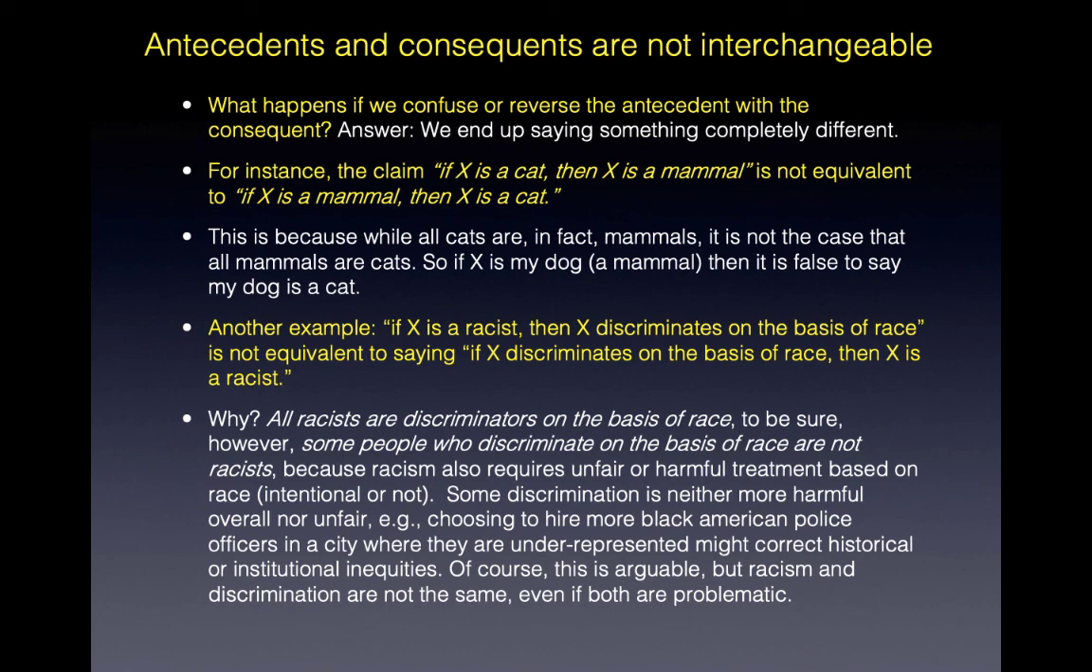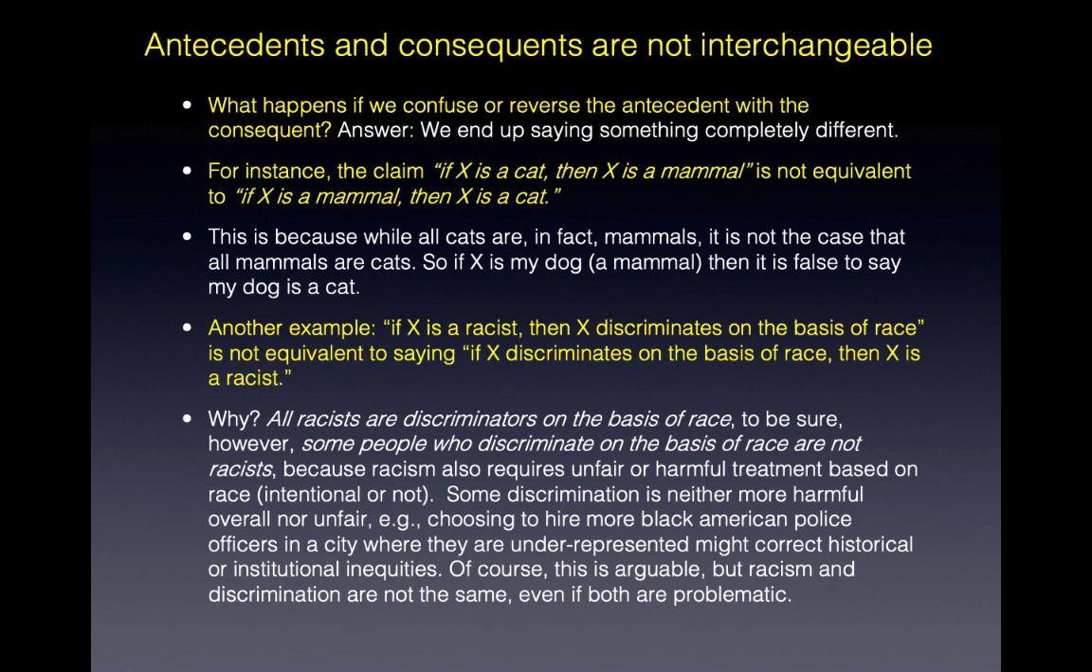If X is a racist, then X discriminates on the basis of race. That's an implication of being a racist. Part of the definition of being a racist is that necessarily you're going to be a discriminator on the basis of race. But being a racist implies being a discriminator on the basis of race is not the same thing as saying if you discriminate on the basis of race, then you are a racist. Why is that? Because we can imagine a person discriminating on the basis of race and not being a racist.